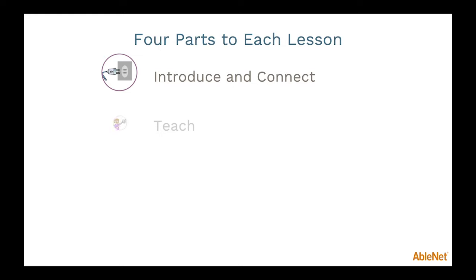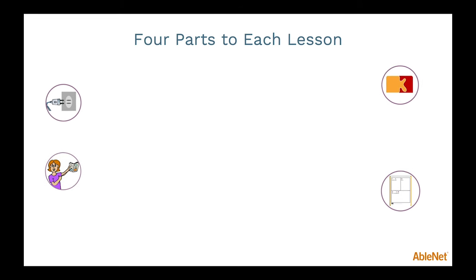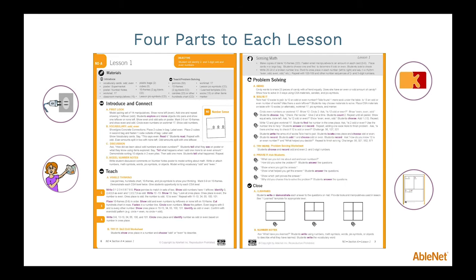In the pre-algebra and pre-geometry lessons, there are 4 parts to each and every lesson, and these 4 parts consist of 2 pages. All lessons are organized in the same format from section A through section Q and contain the same 4 main parts: introduce and connect, teach, problem solving, and close. Looking at the structure of the lesson plans, these are what those 2 pages look like.